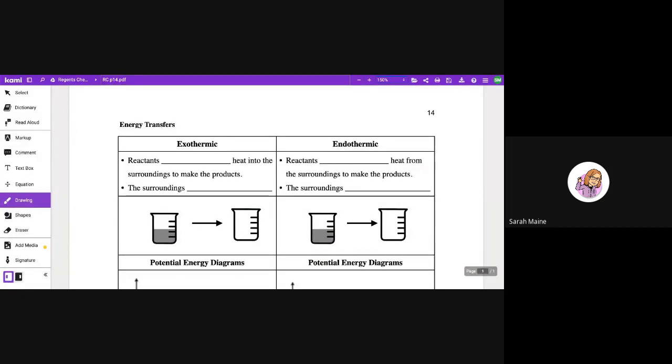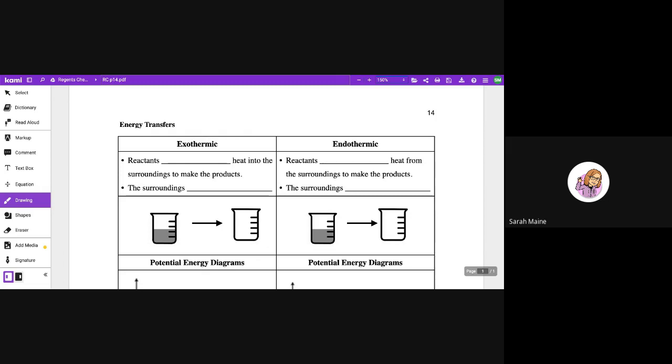So we are looking at page 14 in the notes, and we're going to look at energy transfers and how we describe them. So we know that energy cannot be created or destroyed. The total amount of energy before a change occurs is the exact same amount of energy that is present after the change occurs. But we now understand that energy can change its form, change from chemical to electrical to light.